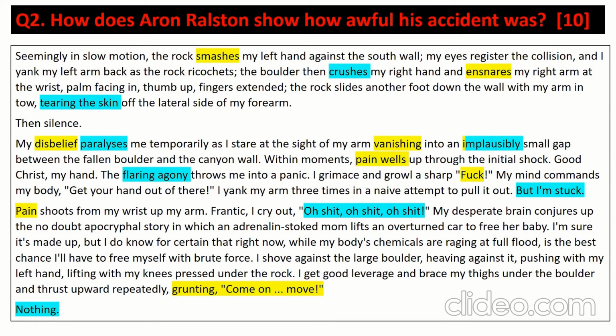If you crush something, it breaks. If you smash a plate, it breaks in pieces. That is what the writer is trying to get across to us.